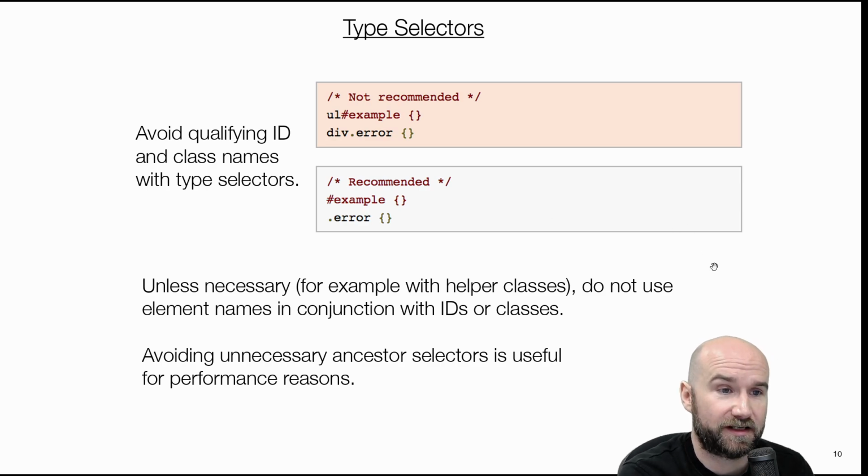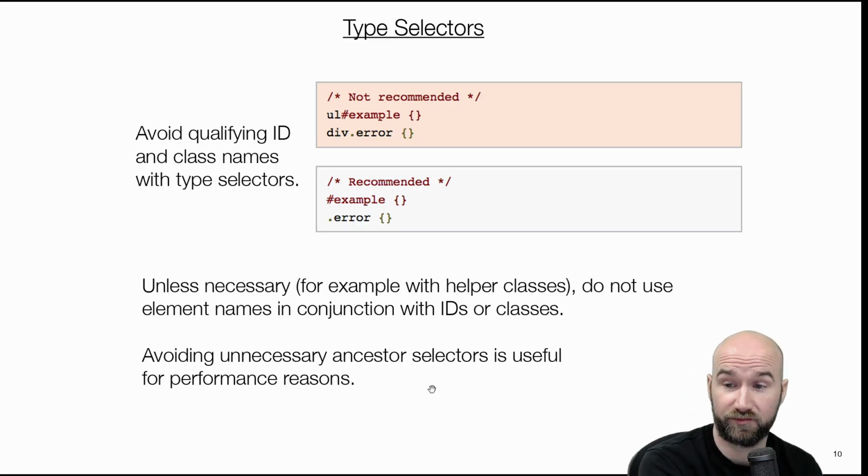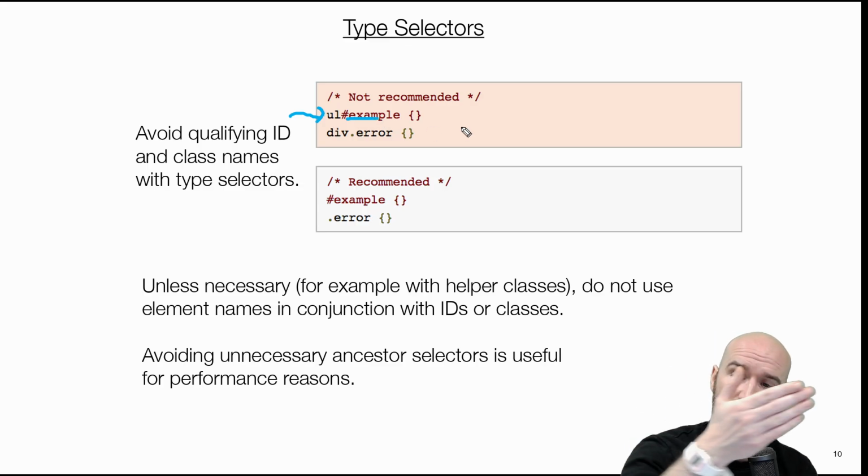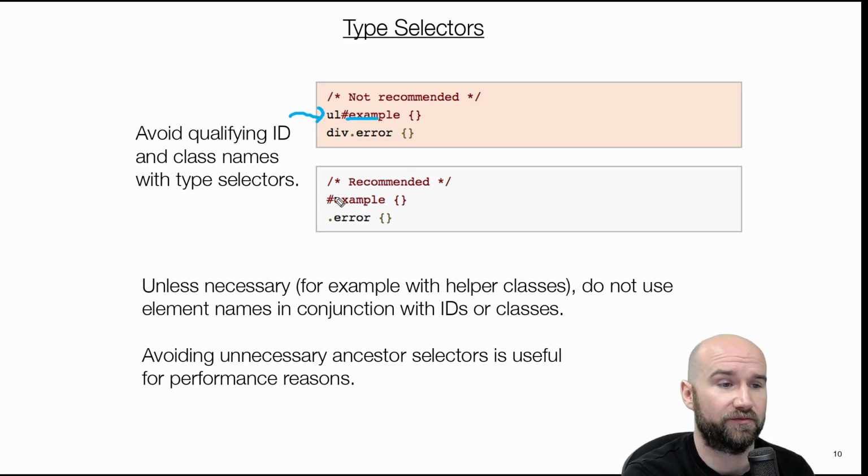Type selectors: avoid qualifying ID and class names with type selectors. Unless necessary, do not use element names in conjunction with IDs. Avoiding unnecessary ancestor selectors is useful for performance reasons, but also for understanding. What that means is you want to shy away, even though it is possible and even though we have used it, from an unordered list with an ID of example, because you just keep going down the chain. Just use an ID of example.